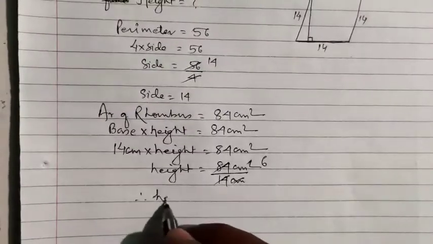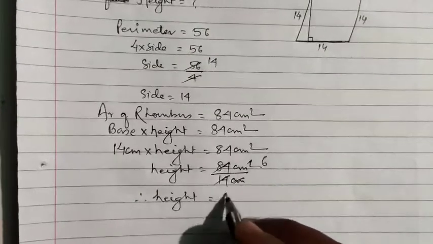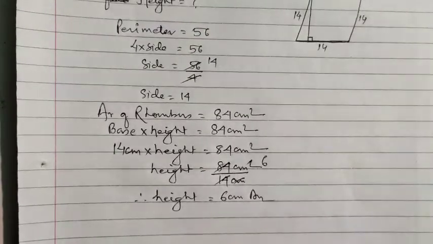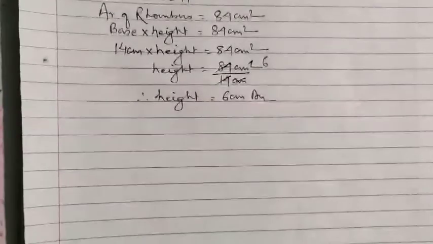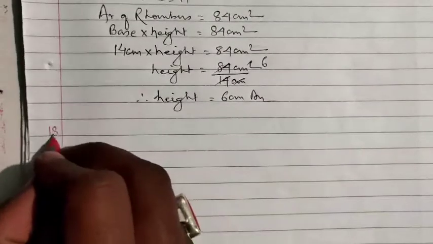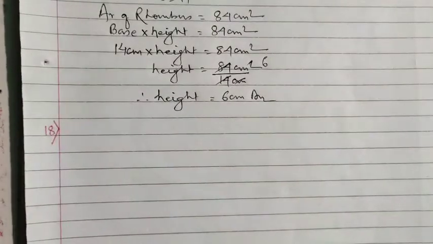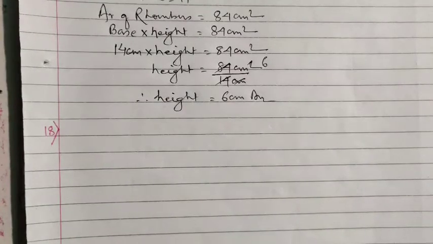Therefore the value of height is equal to 6 centimeter. Hope that this question is also clear to you. Next we are going to solve question number 18. Let's see what question number 18 is saying. Question number 18 is saying the area of right angle triangle.